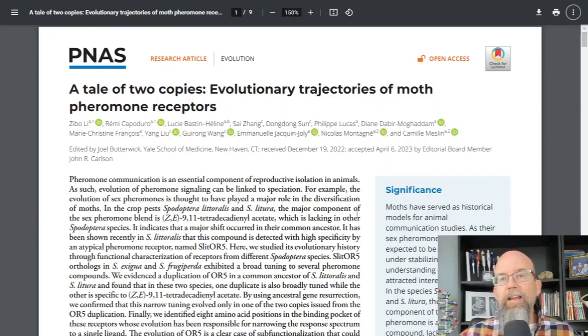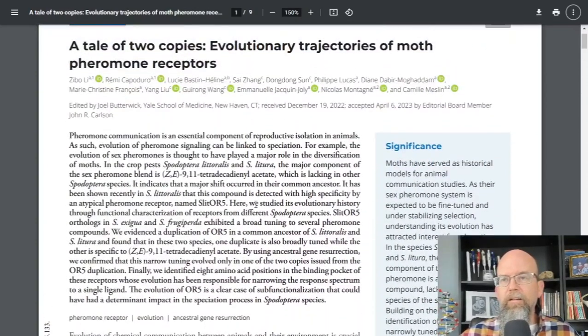So let's take a look at how, when you have one species of moth and that species then divides into multiple different species of moths over time, each of which have their different pheromone receptor systems.